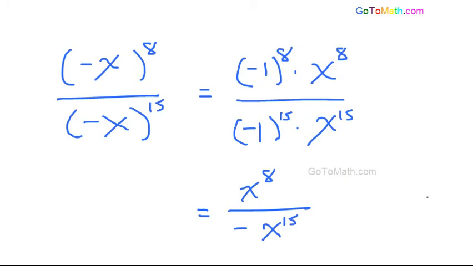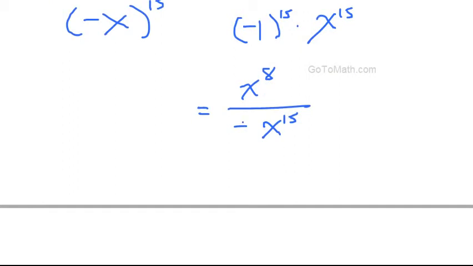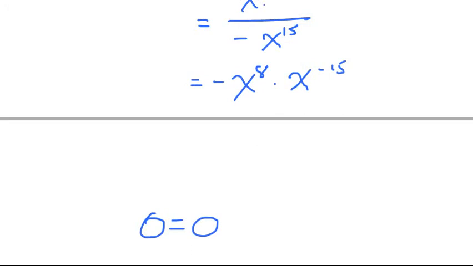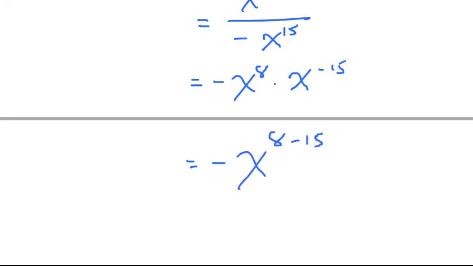However, we don't ever leave negatives down in the denominator. That's a no-no. So we want to always bring those up. So let's do that. But I'm also going to have to bring this x to the 15th up here in the numerator. And I didn't mean to do that. So this is x to the 8th times x to the negative 15. Oh my gosh, I did that again. Okay, so we have x to the 8 minus 15.